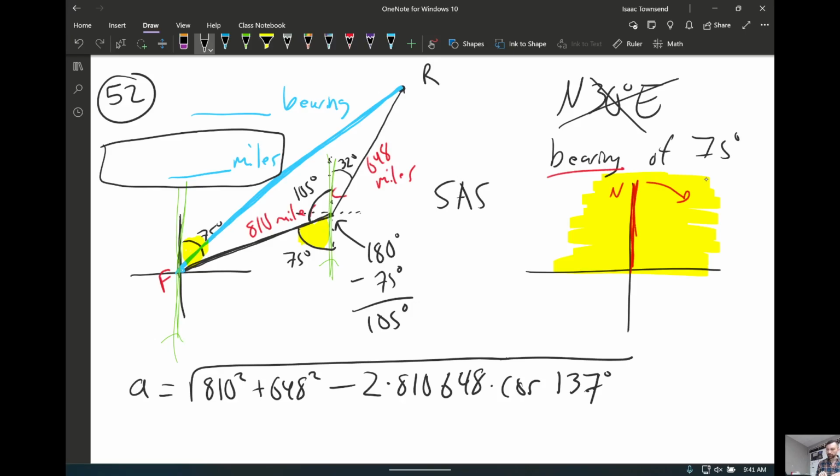Making the figure, carefully drawing in the bearings so you don't mislead yourself, finding another angle. Almost 1,358 miles.